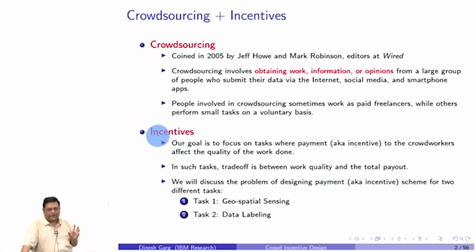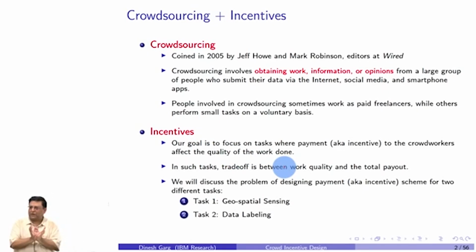Because we are talking about game theory, incentive is a very important part of the design of games and mechanisms, right? Our goal is to focus on tasks where the payment or incentive to the crowd worker affects the quality of the work done. So essentially think that there is a large mass of population and I want to seek their help for various purposes. We'll come to that. So it's important many times that you give them some incentives, maybe in the form of money or maybe in some other indirect forms.